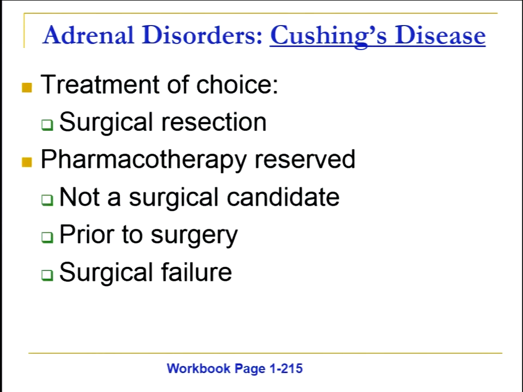The treatment of choice for Cushing's disease, again, it's an -oma. I want it out of my body. It's surgery. However, we do use pharmacotherapy on occasion for some patients, including those patients who are not surgical candidates, maybe prior to surgery to help with some symptoms, or patients who undergo surgery and still have abnormalities with the increased amount of cortisol production.